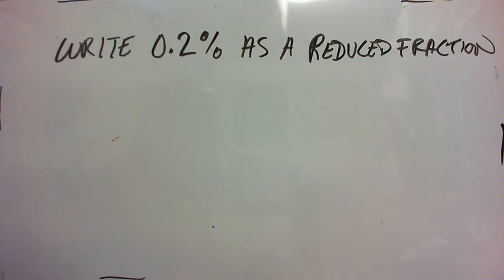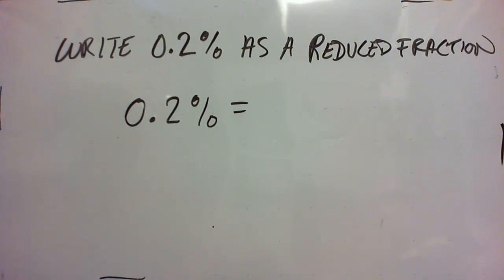Okay, next problem. Write 0.2% as a reduced fraction. And people, for some reason, always get this problem wrong, even to the end of the course. So pause the tape right now and try this on your own. See if you can get the correct reduced fraction.